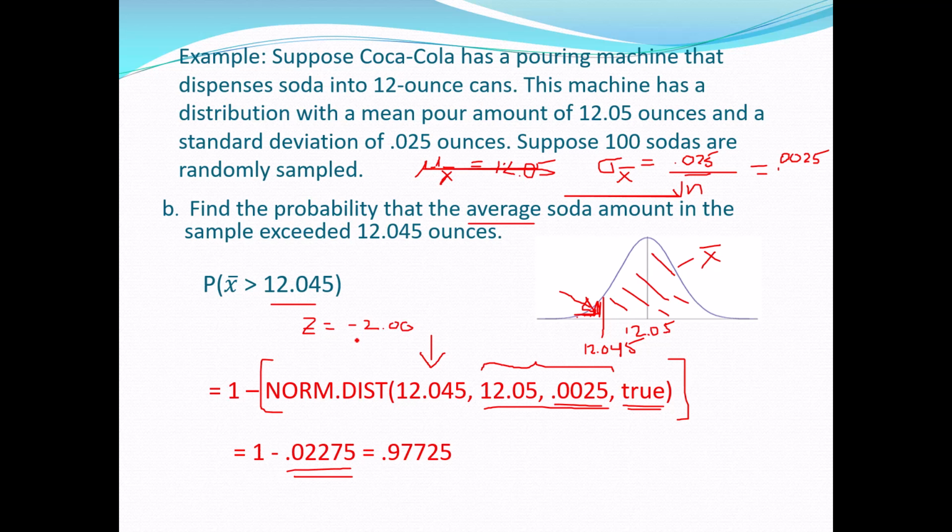You can change it to a standard normal and use a cumulative z-table, or an easier option, in my opinion, is to use the normal distribution function in Excel and just plug in the right values for mu and sigma. We take it and subtract it from 1 again because we want a greater than probability. Let's take a look at another problem.